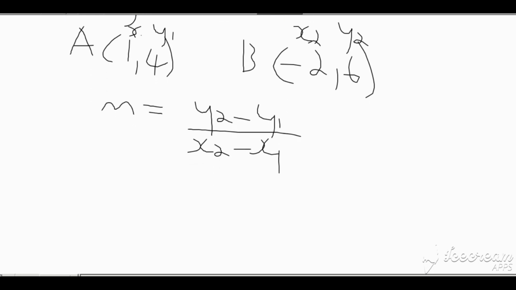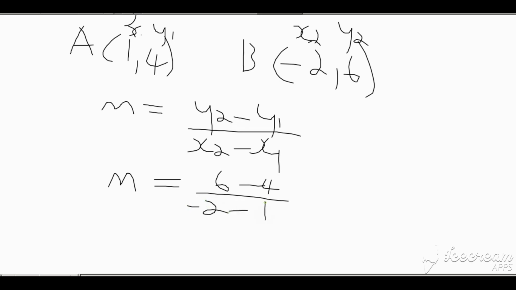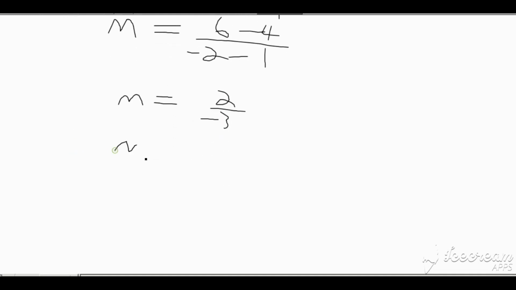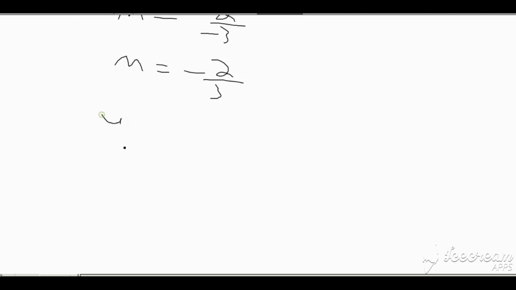All right, so breaking this down, the gradient, which is m, is equal to 6 minus 4 all over negative 2 minus 1. Taking this down, the gradient m is equal to 2 over minus 3. And of course, I could just write this as m equals negative 2/3. So that basically is my gradient. So let me write the equation now. y is equal to minus 2/3 x plus c.